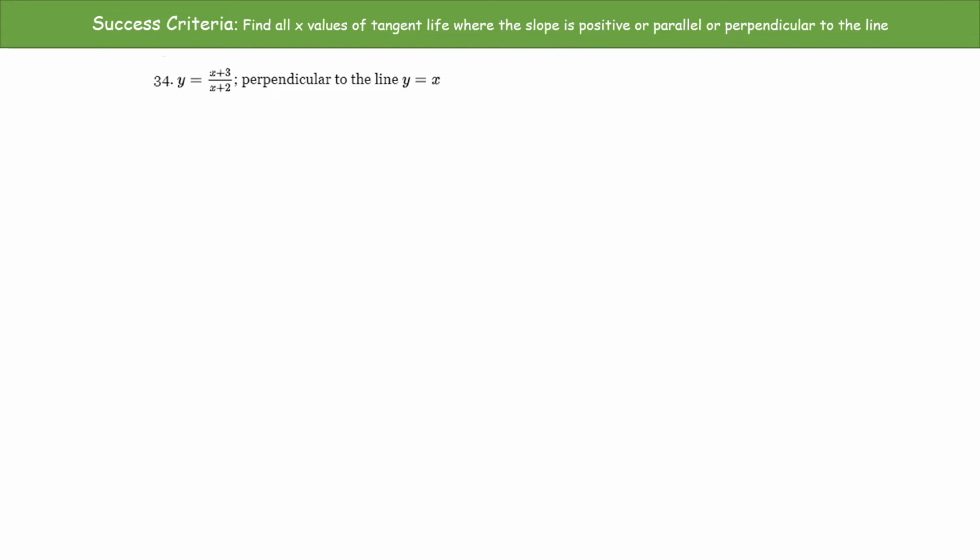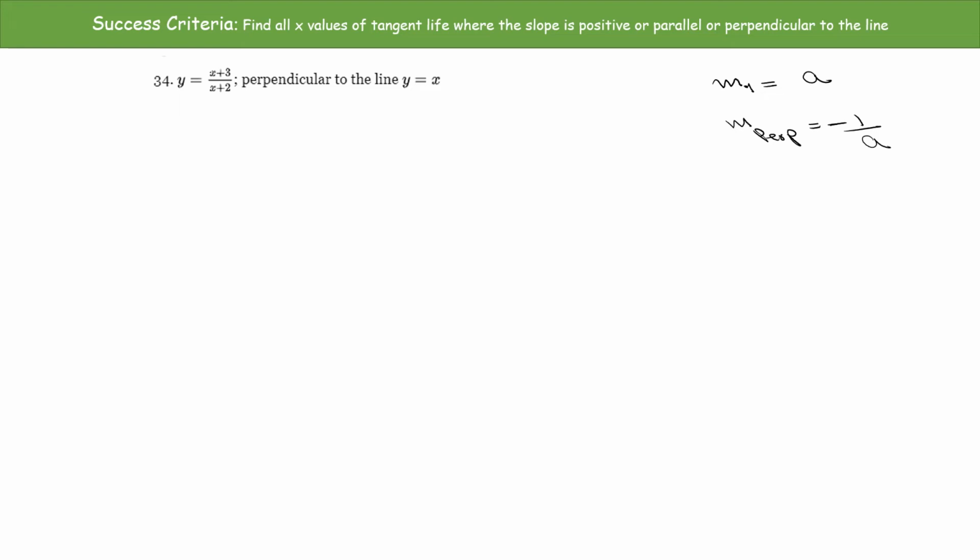Okay, so now let's try to solve this question, where we are asked to find all the x values for this function when it is perpendicular to the line y equals x. So we all know that if there is a line whose slope is m1, then in case of a perpendicular line, we take the reciprocal of the first slope and change the sign. So the perpendicular line's slope is the reciprocal and of opposite sign.